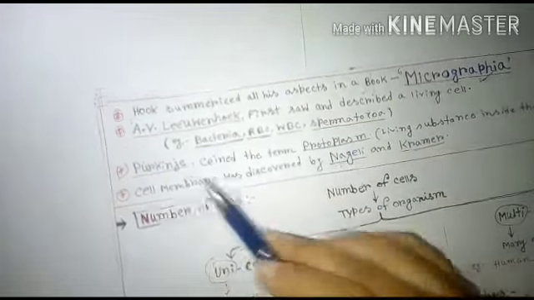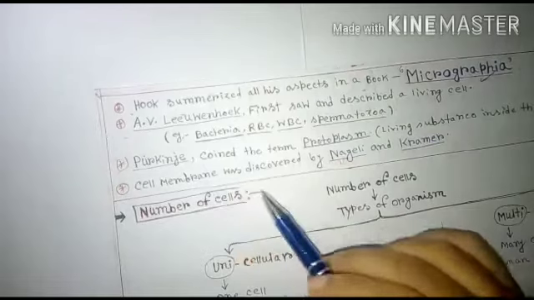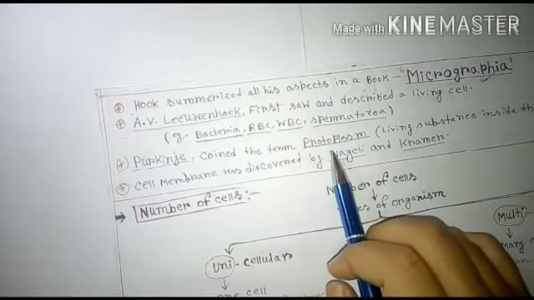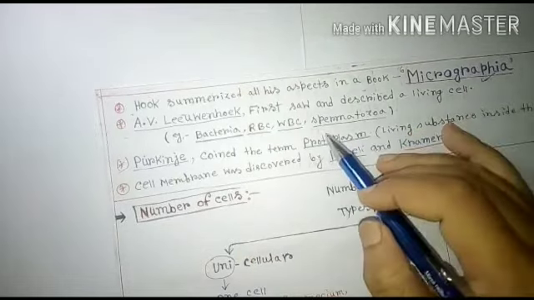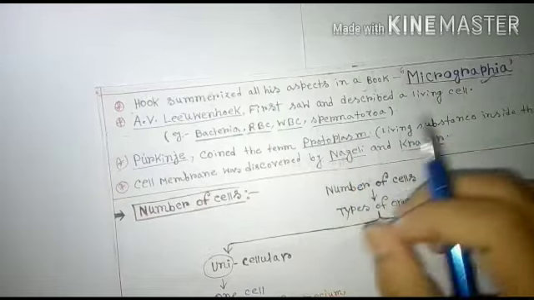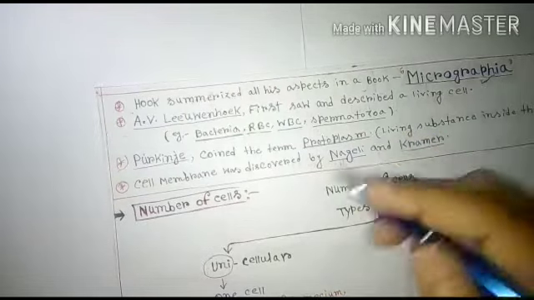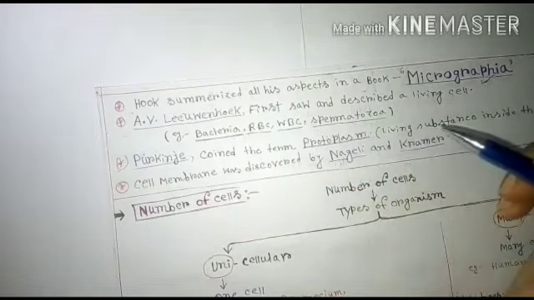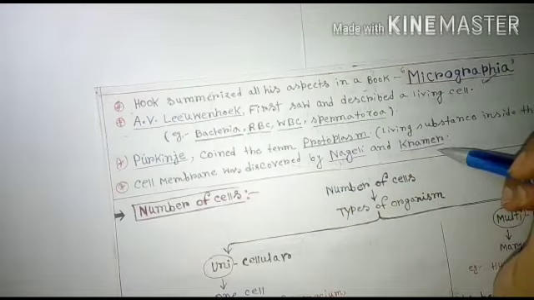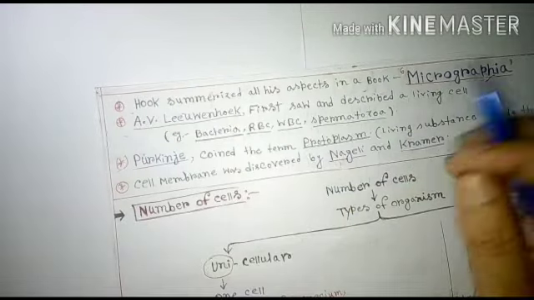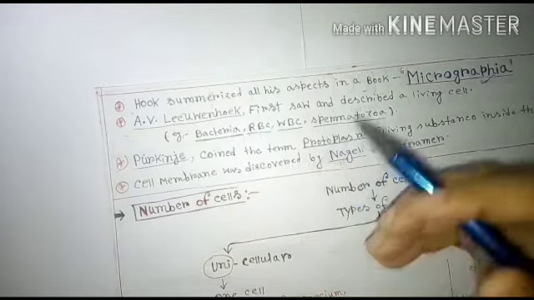Purkinje, also a scientist, coined the term protoplasm. What is protoplasm? Protoplasm is the living substance inside the cell, and the cell membrane was discovered by Nageli and Kramer. And there are so many organelles, and so many scientists who discovered them.